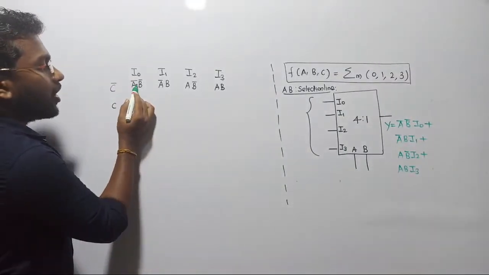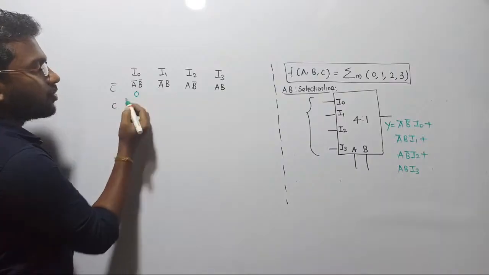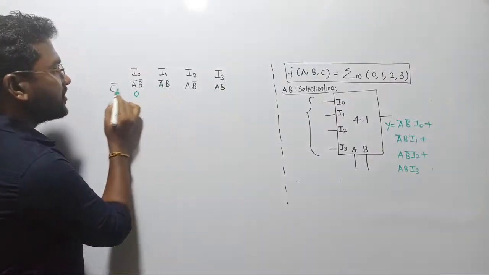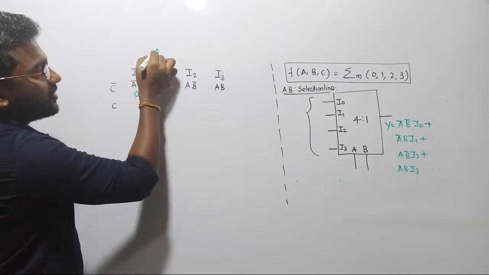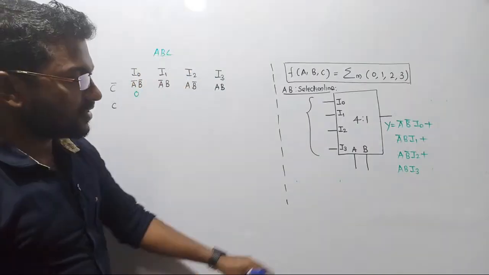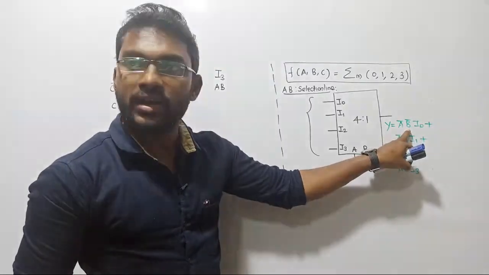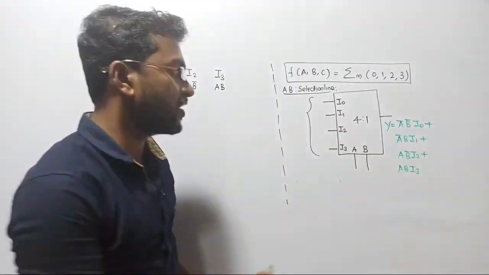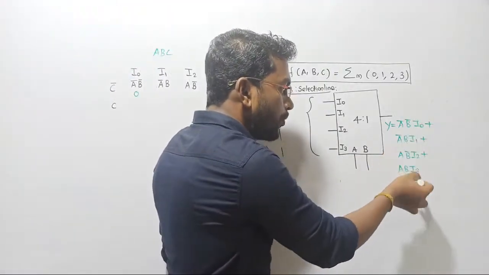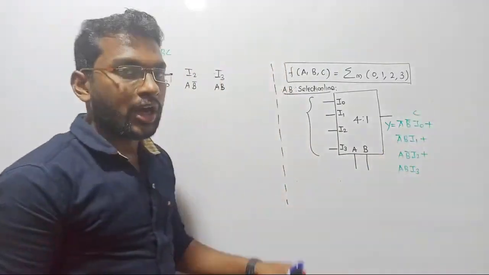Listen, A bar, B bar, C bar, that is going to be 0. A bar, B, C bar. அப்ப இங்க என்ன variable வரணும்? A bar. See, let me consider. The order is ABC. Just remember, order is ABC. First, we should consider data selector order. That is data selection in the sense AB. And then we have to select the input line. In the input line, we are going to consider C. So the order is ABC.